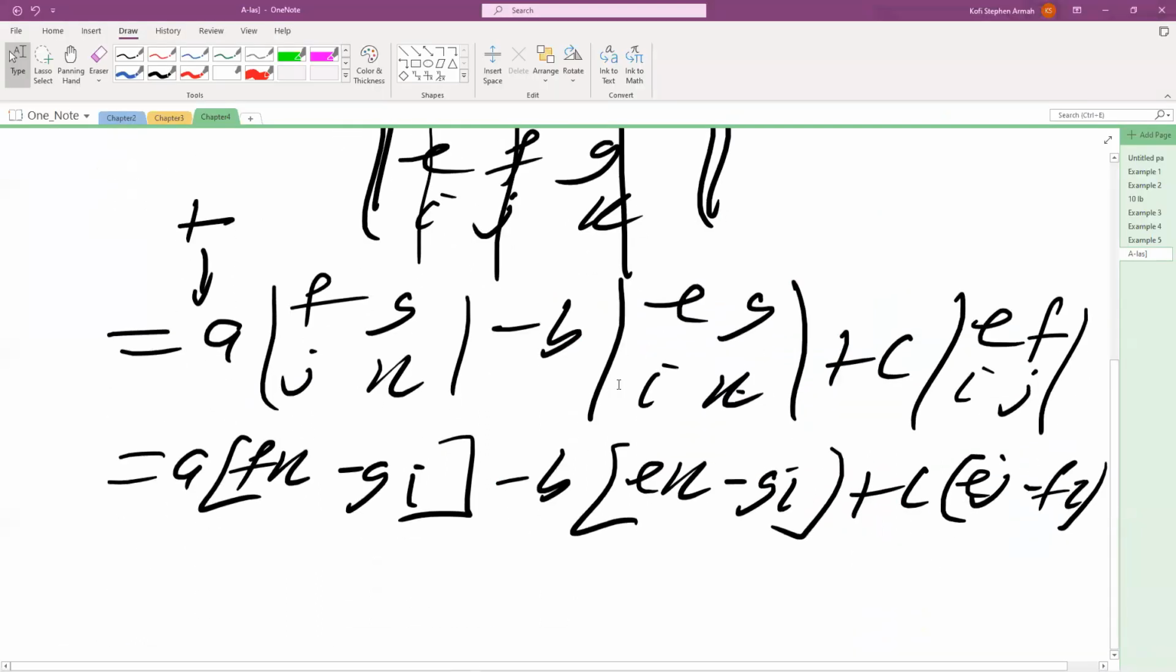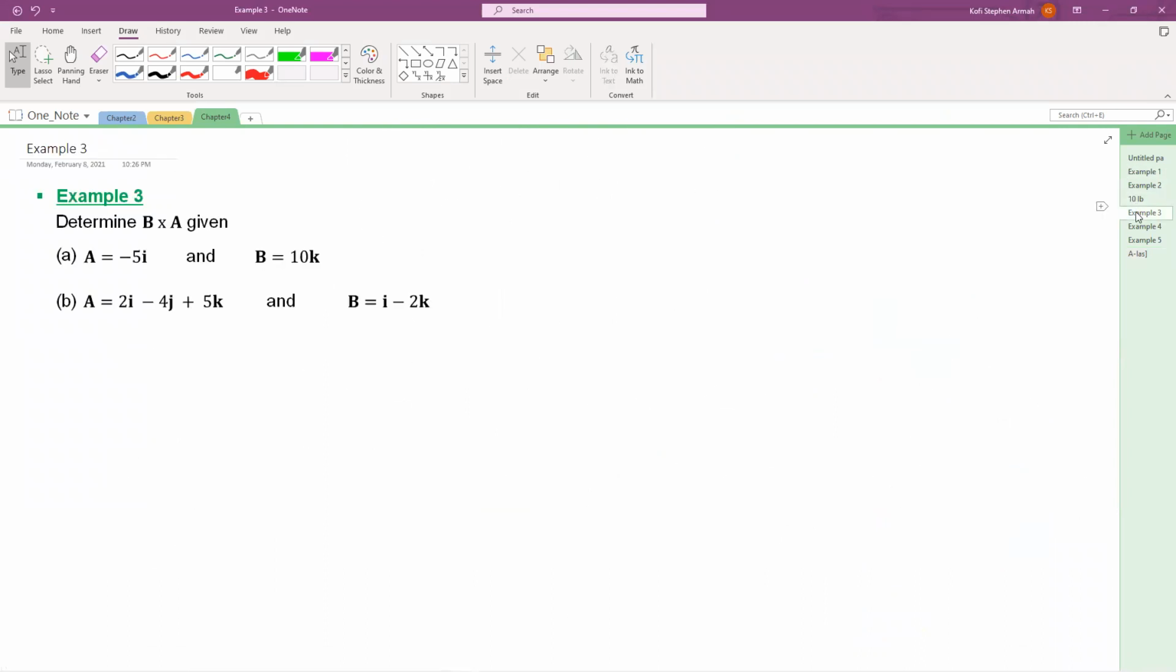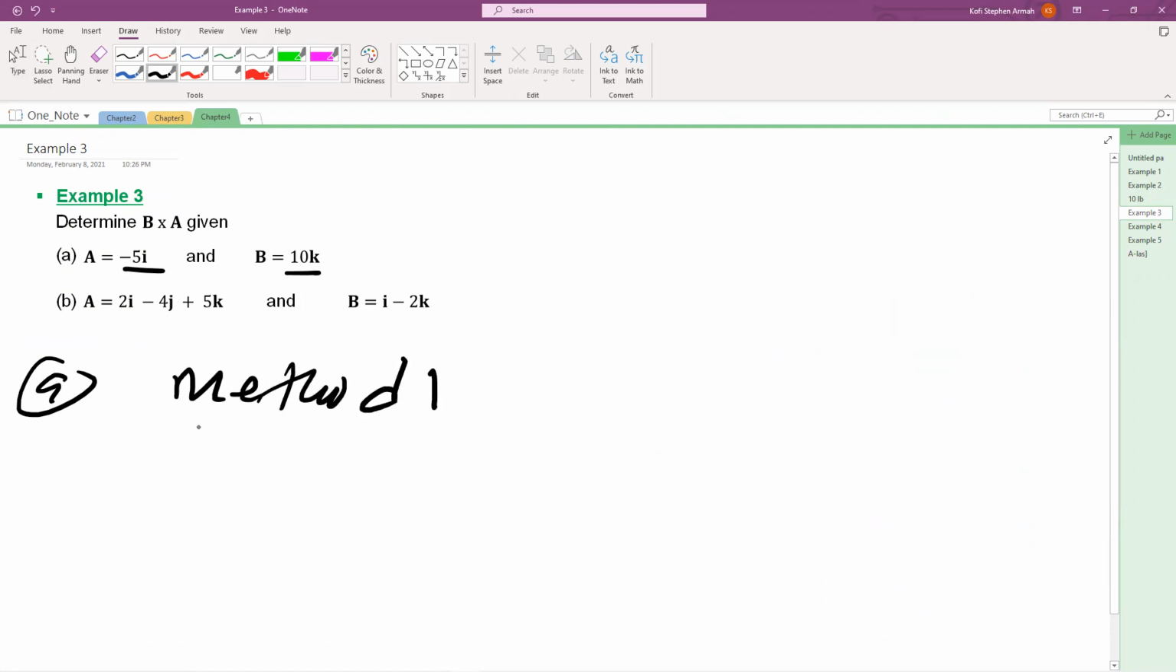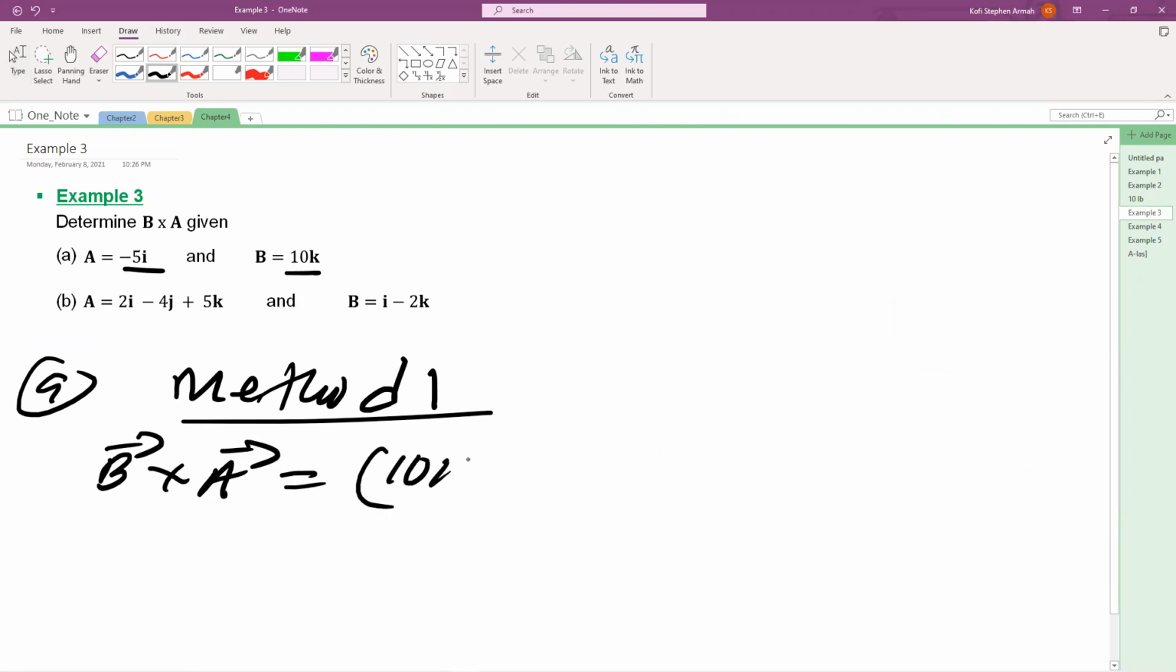Yeah. Okay, so let me switch to the OneNote and do this one there. When I finish, I'll maybe end the video. So I'm doing example 3. Example 3A is just one term. So what I said is for method 1, you could just write B cross A to be 10K cross minus 5I. That one is straightforward. Then do 10 times 5, which is minus 50.